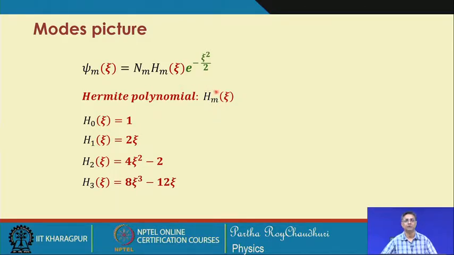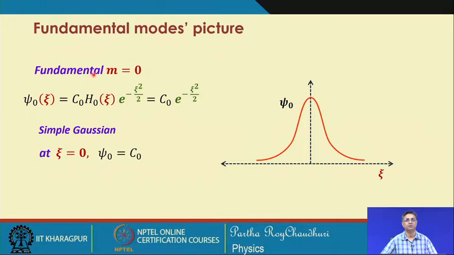Hermite polynomials we know, and these are the first few orders: H_0 equal to 1, H_1 equal to 2 xi, these are all known, H_2 equal to 4 xi squared minus 2 and so on. So, this will help us to put the values of psi_0, psi_1, psi_2 etcetera and see what the mode shapes will be. Let us see that the fundamental mode is represented by m equal to 0. Therefore, psi_m becomes psi_0, C_0 is the constant, this is the Hermite polynomial H_0 and this is the Gaussian function.